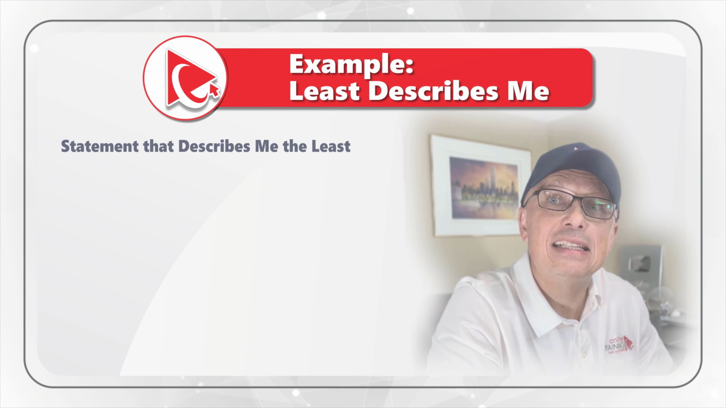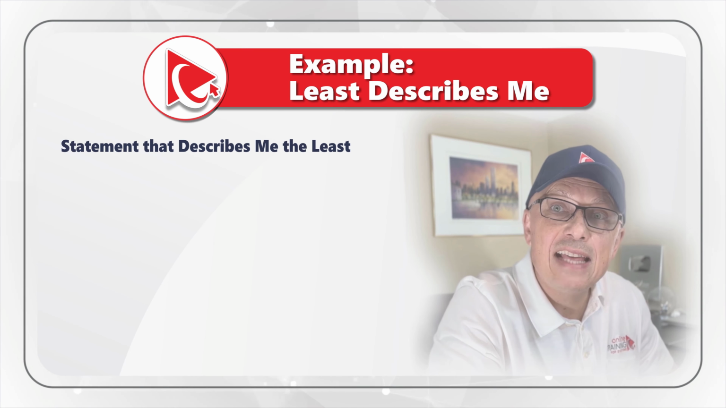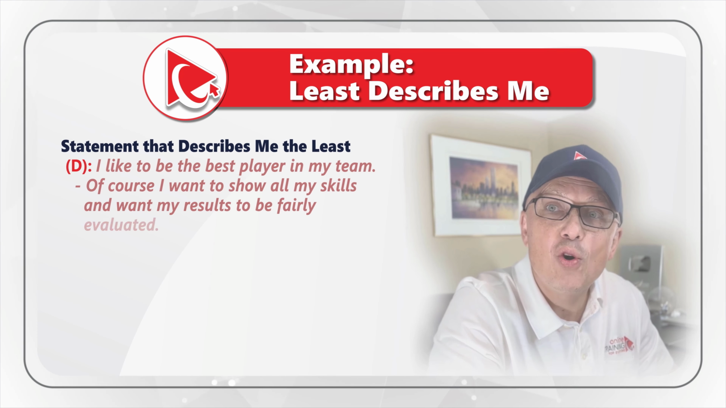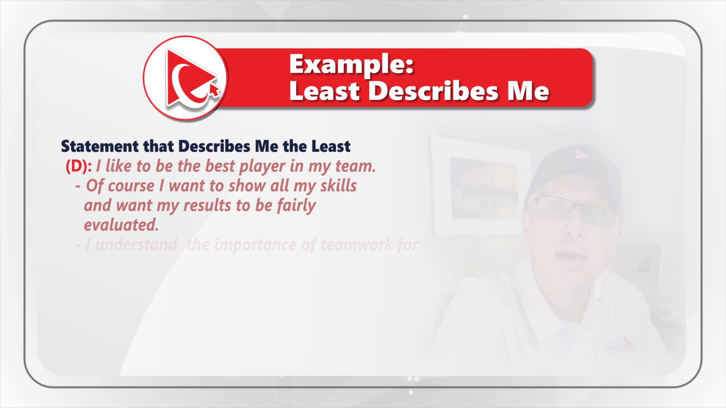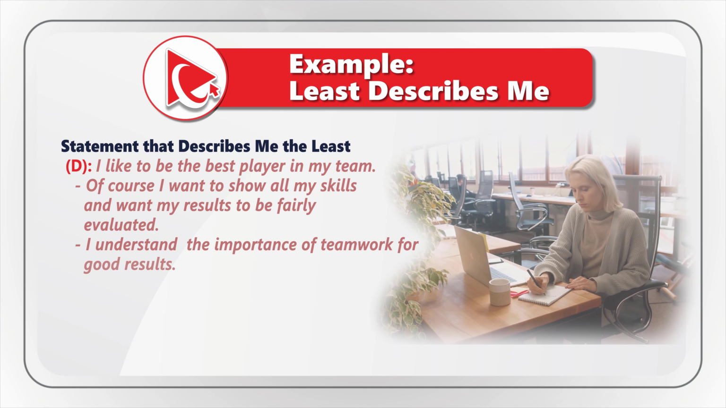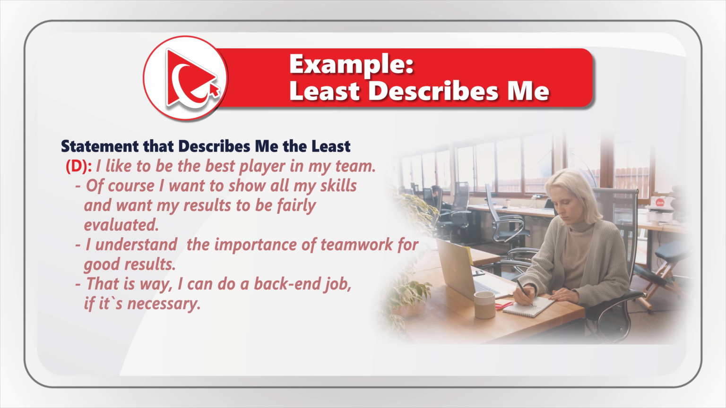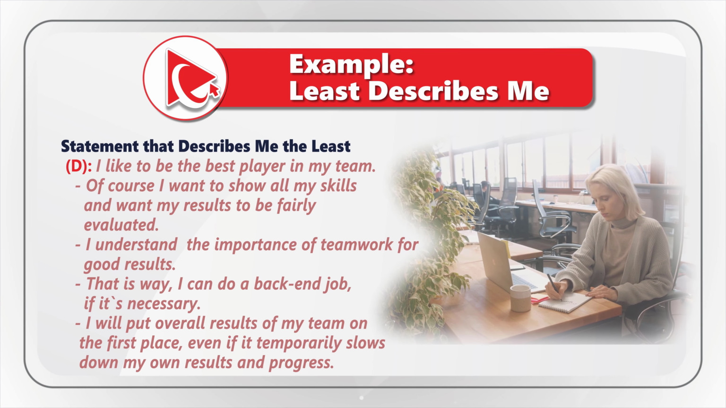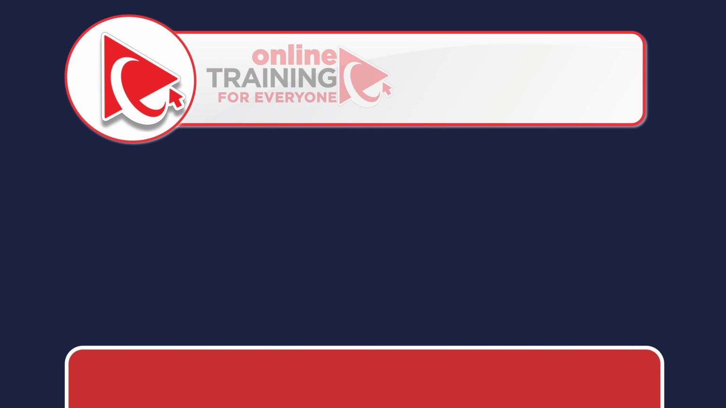Now let's look at the choice that at least describes you and considerations you might consider providing. For that statement, I selected choice D. I like to be the best player on my team. Of course, I want to show off my skills and I want results be fairly evaluated. But I understand the importance of teamwork for good results. And in this way, I can do a back office job when it's necessary. I will put overall results of my team in the first place, even if it temporarily slows down my own results and my progress.